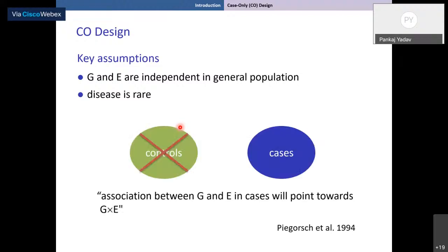Before that, I just want to say that if these assumptions are satisfied, then we don't need controls, and we just use the data on the cases itself to infer the existing gene environment interaction. So we basically look for association between these two factors, G and E, in the cases. If we find that there is an association, that will point towards the G cross E interaction at the population level. This is the main point, I hope I am able to convey it: we only need to look for an association between G and E if these assumptions are satisfied, and if this association is significant, then this will point towards the G cross E at the population level.